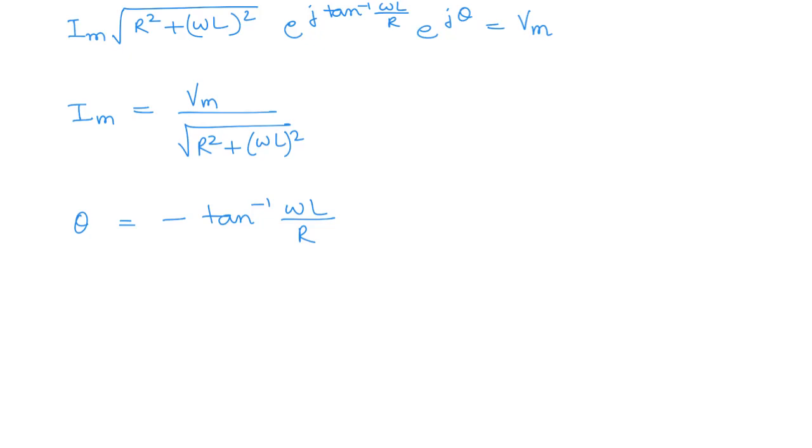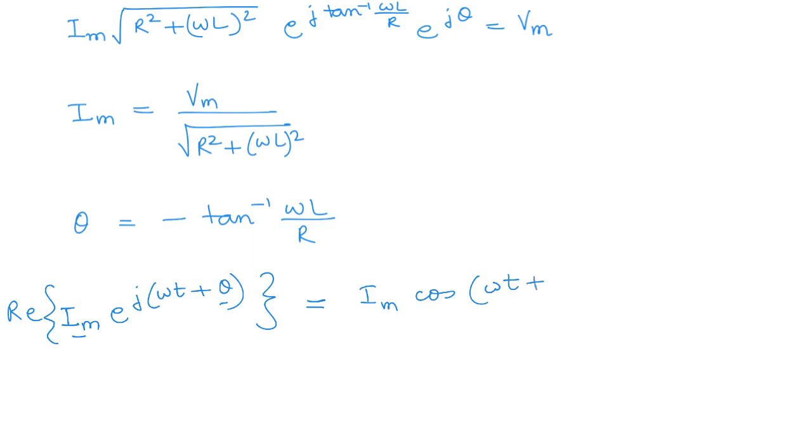Now, once we have this current, right, our output current was Im e to the power j omega t plus phi, and we know the values of Im and phi now. So if we take the real part of this, that's going to give us Im cos omega t plus phi. And therefore, that is going to be the output of the circuit when the input is Vm cos omega t.